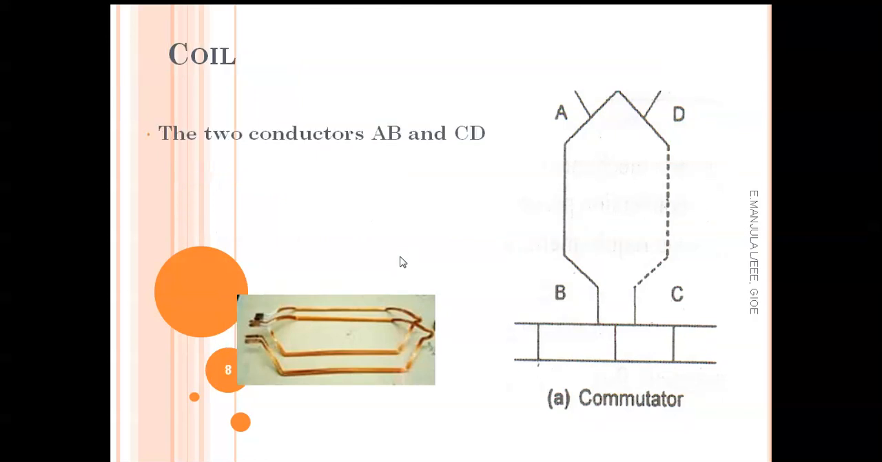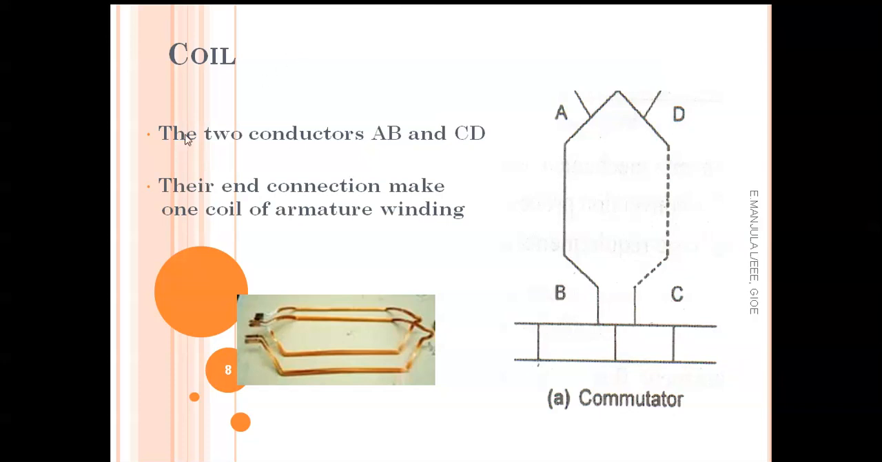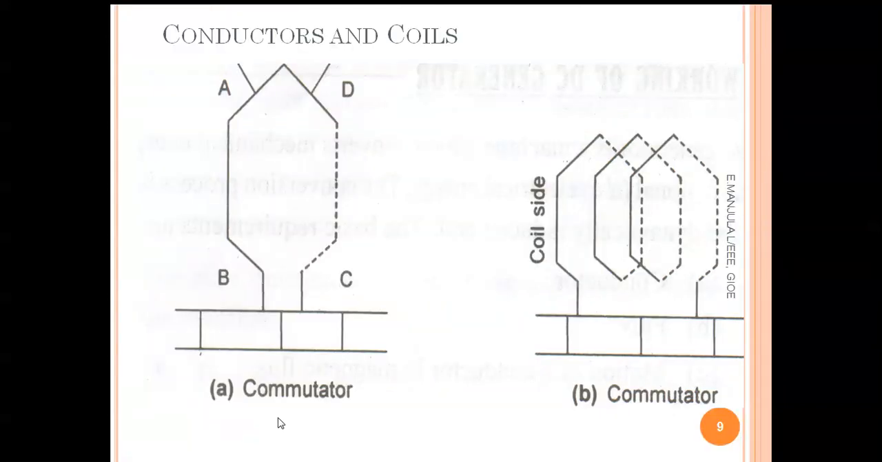Yes, coil. So what is a coil? The two conductors AB and CD, with their ends connected, make one coil of an armature winding, like this. Here two conductors are made as one coil with a joint. So now we can say this is one coil. Here in the picture we are seeing two coils. See here the conductors, coils, and number of coils.